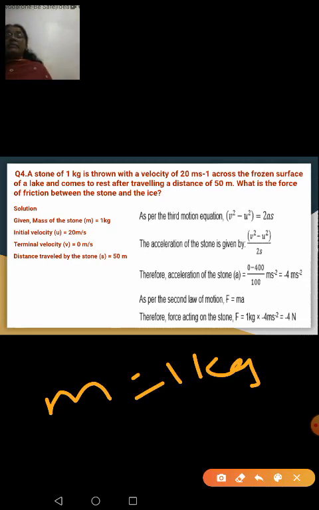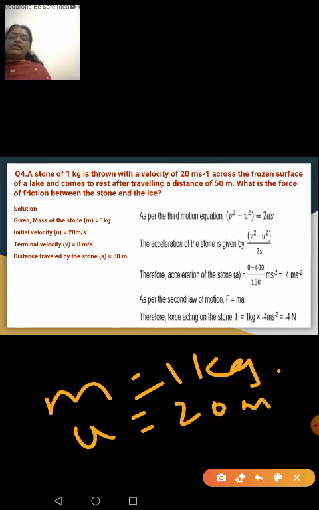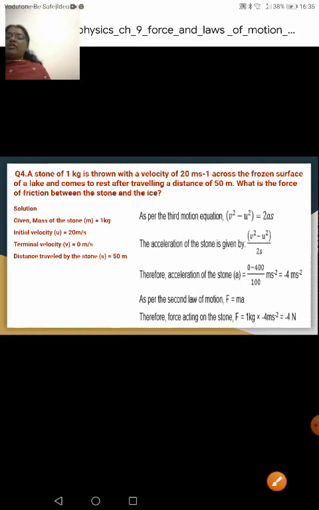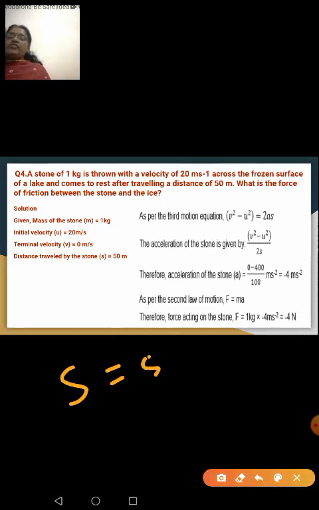So when the beginning velocity is given as 20 meter per second, it is your initial velocity, equal to u, that is 20 meter per second. Then it is said that it comes to rest after travelling a distance of 50 meters. Initially it is travelling with a velocity of 20 meter per second, that is your initial velocity. After travelling it comes to rest, which means your final velocity v will be 0 meter per second. And the distance, represented by the letter S, is equal to 50 meters here.